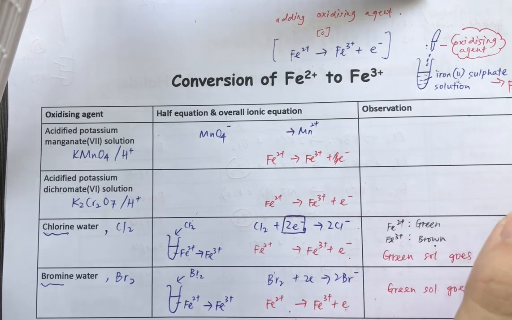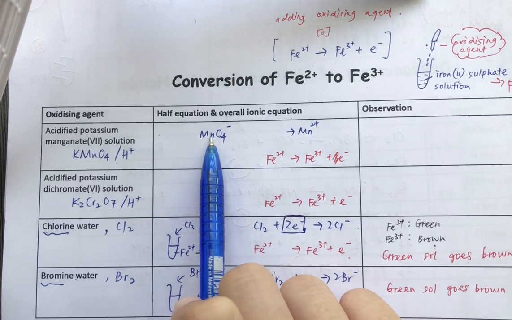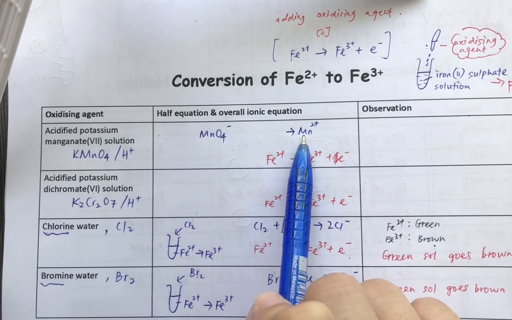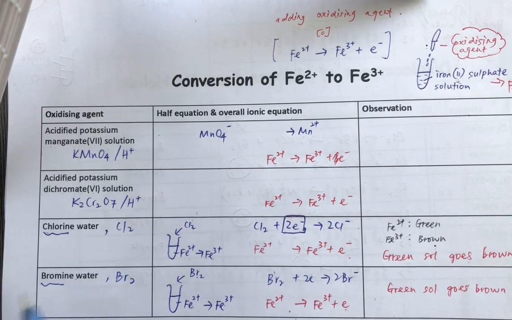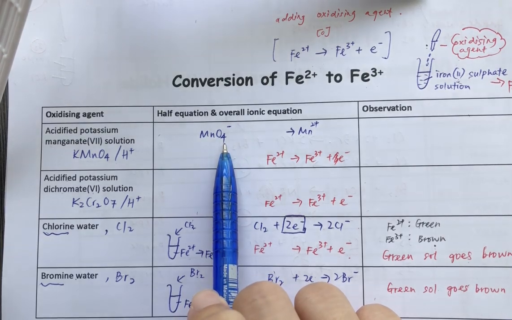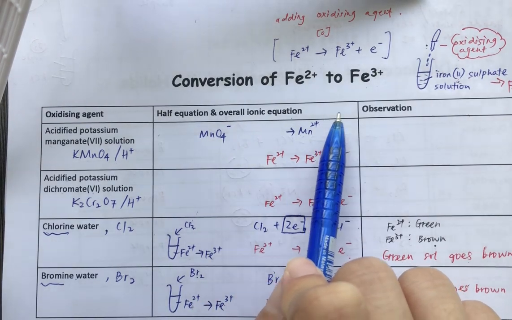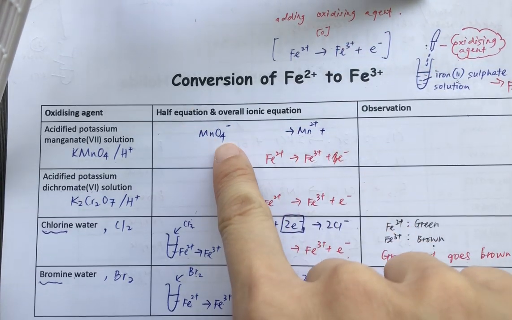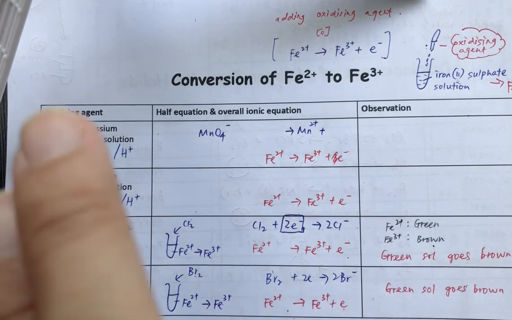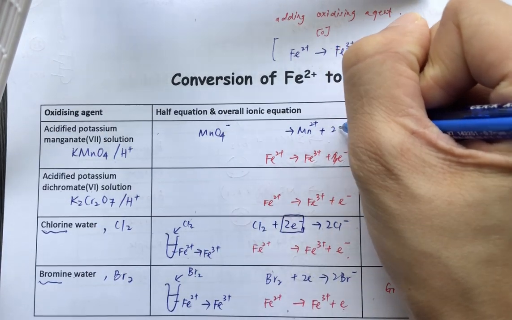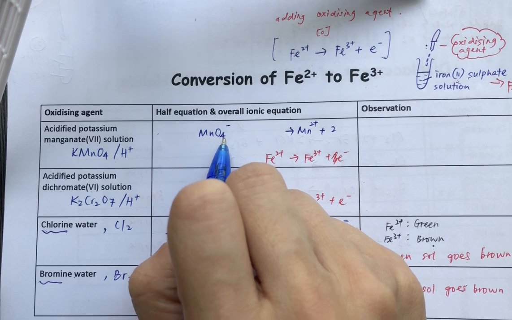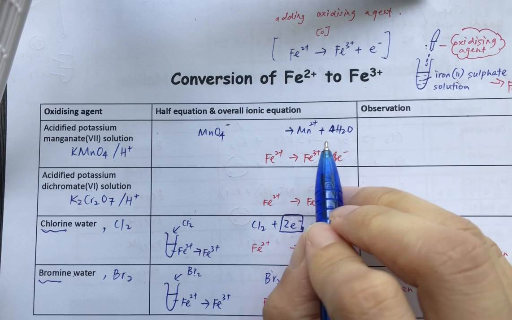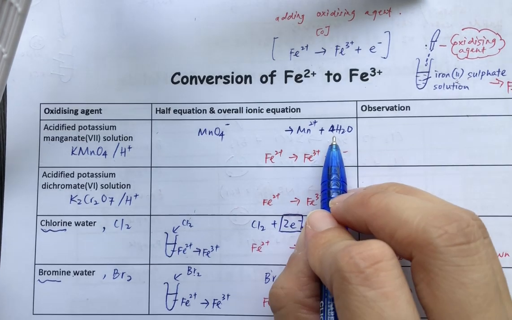What do I mean by balancing? Now I have one Mn, and after the arrow I have Mn, so the quantity of Mn is balanced already. Next, I have 4 oxygen on the left but no oxygen on the right-hand side. So what must I do? I must balance it by adding oxygen, but don't write oxygen, write water. Because I have 4 oxygen, I need a total of 4 water. That gives me 4 O.